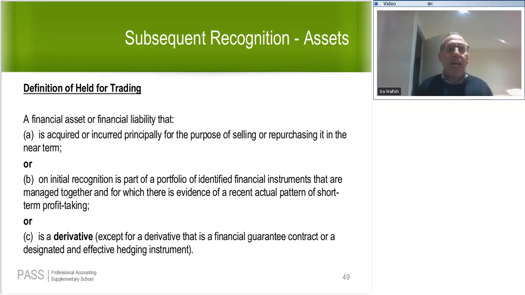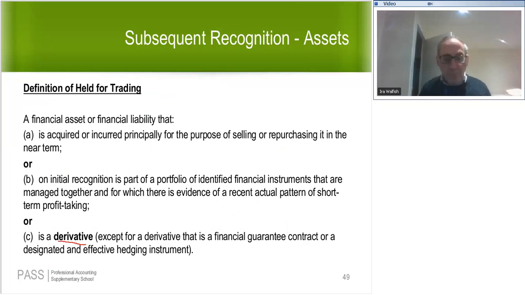If I go out and buy a call option, again for trading purposes, for speculative purposes, not for hedging purposes, by definition I have to treat it as held for trading. And once again, I have to use the FVTPL category.